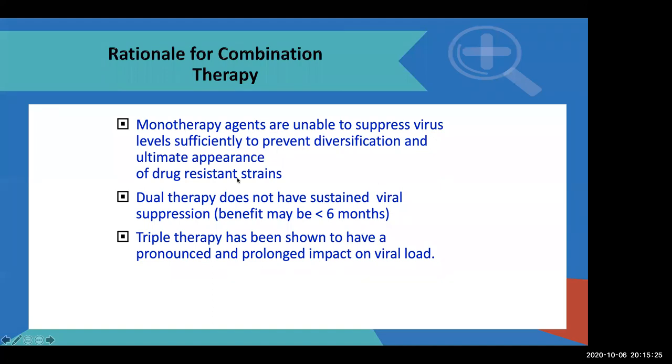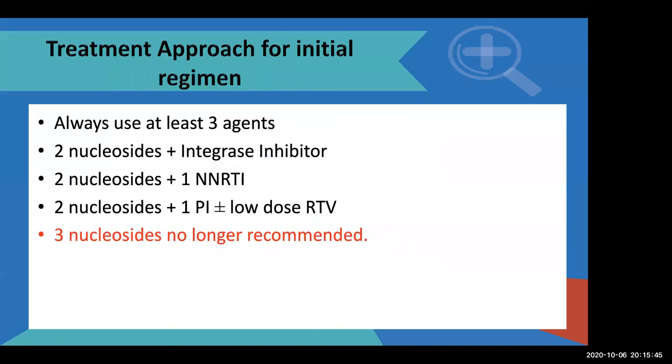Because if you give mono or dual therapy, you're going to cause a lot of problems for your patients, and they are going to fail treatment. They will need more complicated regimens with more tablets and more side effects. So always treat HIV with a minimum of three drugs, right? That is very, very important. But which three drugs are we talking about? This slide is very important.